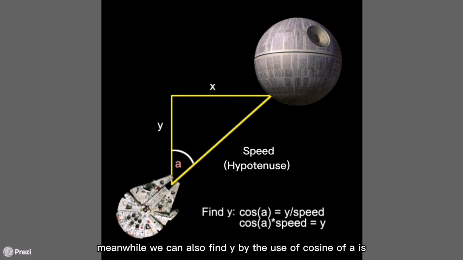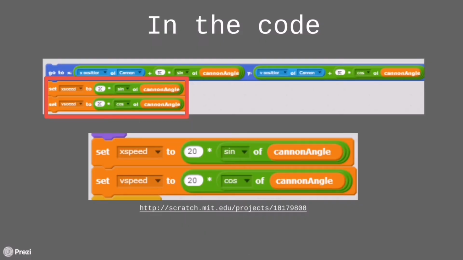Meanwhile, we can also find y by the use of cosine of A is equal to y over speed, and we can also manipulate that. So in the code, this is how it would look like in game programming.